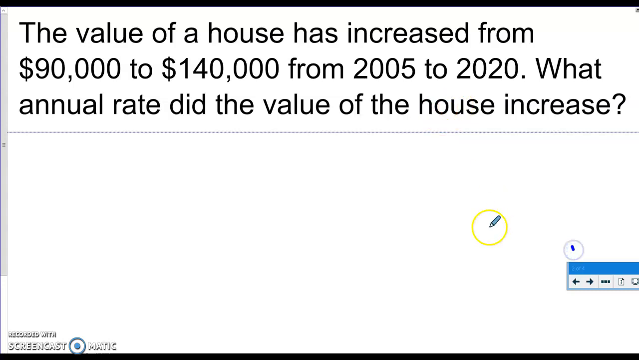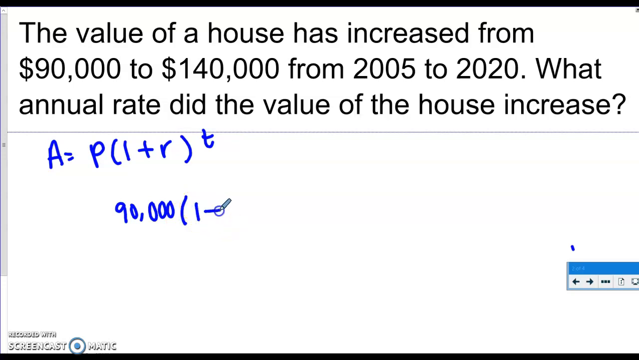All right, next question. The value of a house has increased. What annual rate did the value of the house increase? So it doesn't say compounded, it doesn't say continuous. My amount is increasing. So it's just the regular growth formula. My initial amount is 90,000. I don't know the rate. I can figure out 2005 to 2020 is 15 years, and this should equal 140,000.